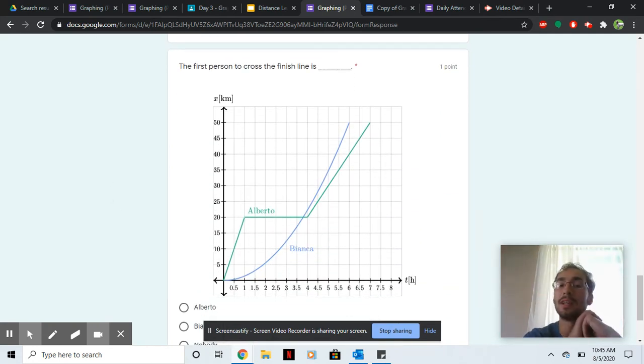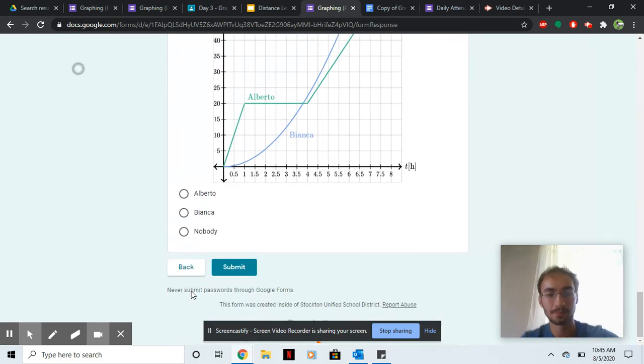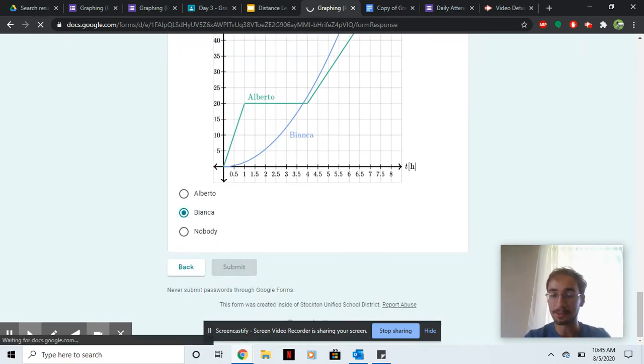First person to cross the finish line is blank. So what I want to look at is who got to 50 kilometers, or the end, first. It looks like the blue line, and that's Bianca. And that's the pretest for you.